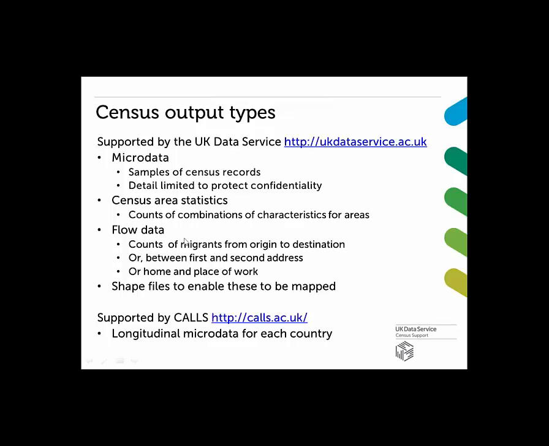Then there's flow data, which counts migrants, or people's place of work, versus their migration from where they used to live to where they're living now, or between first and second addresses, or between place of home and place of work or place of study in Scotland. So they're particular tables that just count those combinations of geographies so that you can see, say, patterns of migration over time. And then the last thing that's available is shape files. So files of boundaries that allow you to map these outputs according to their geographies. On top of that are the longitudinal studies, which are supported by CALLS, which Fiona's going to be talking about.